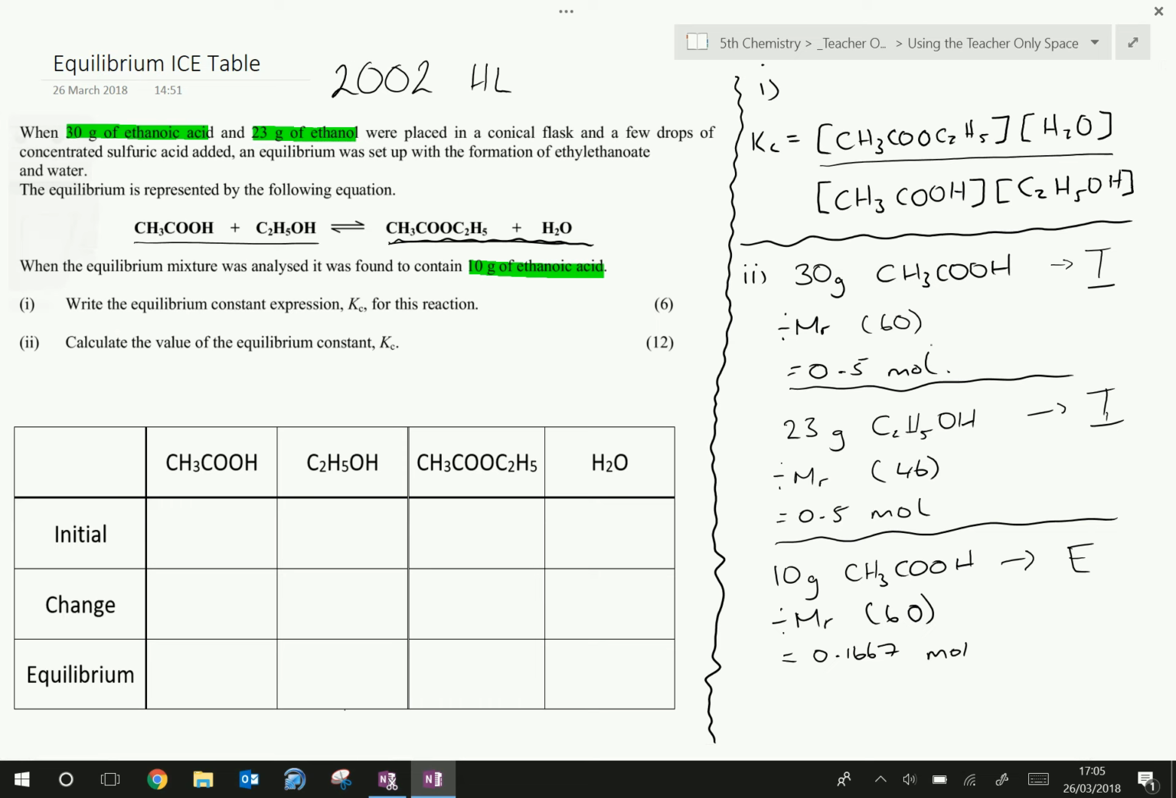I just know it's moles. Because we don't know the size of the container, we can assume it's 1 litre. So unless you're told otherwise, assume your container is 1 litre. So they are moles per litre values. Now I need to fill them into my ICE table.